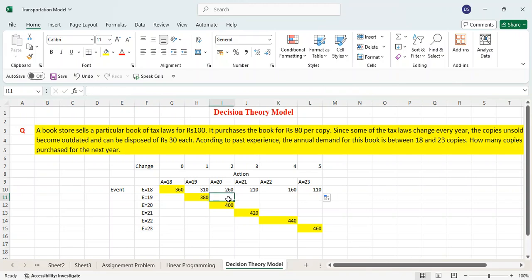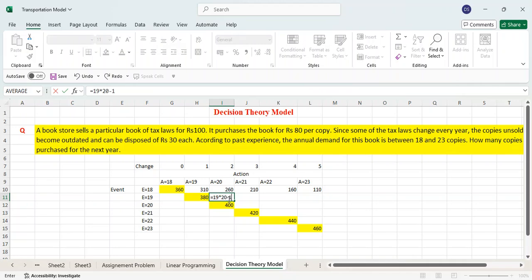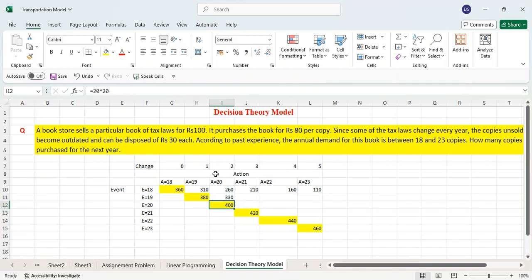Similarly, market demand is 19. So you have to sell 19 books, but one book is already more than that. By keeping more books in yourself, you incur some cost, and that cost of keeping one book more reduces your profit down to 330. Then subsequently it is reduced by keeping more and more books in yourself.